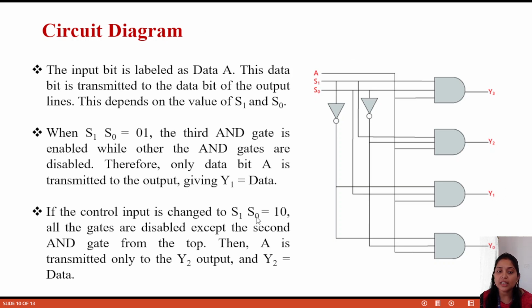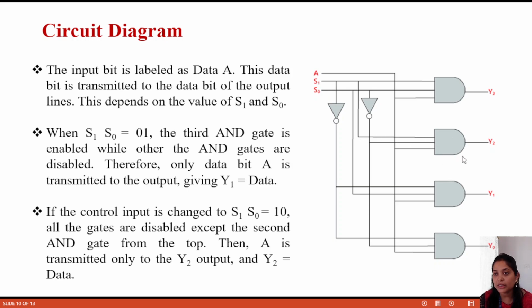Now we will consider another combination, 1-0. That means S1 equals 1 and S0 equals 0. Then we will get the output only from Y2. First of all we concentrate on Y2. This line is connected to A and this line is connected to S0 bar. S0 at that moment is 0, so passing through the NOT gate it is 1. And S1 is already 1, and S1 is directly connected to this.